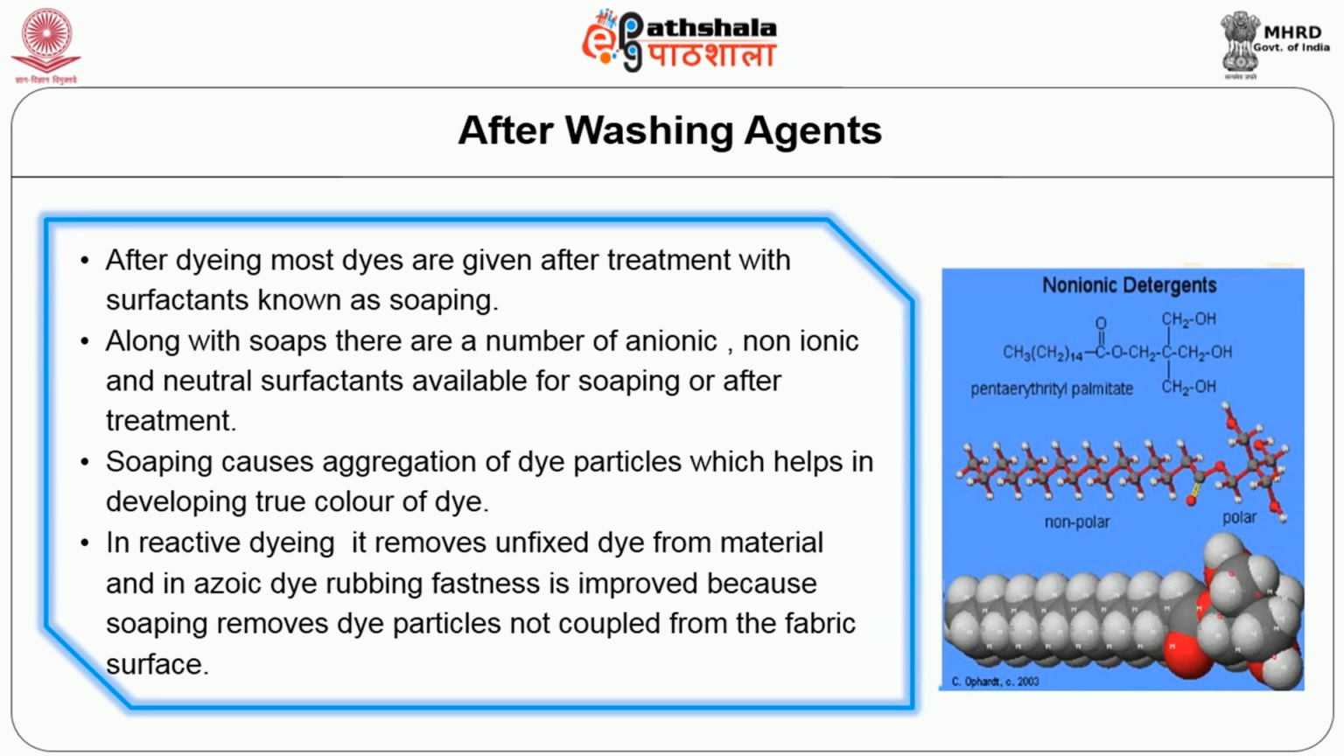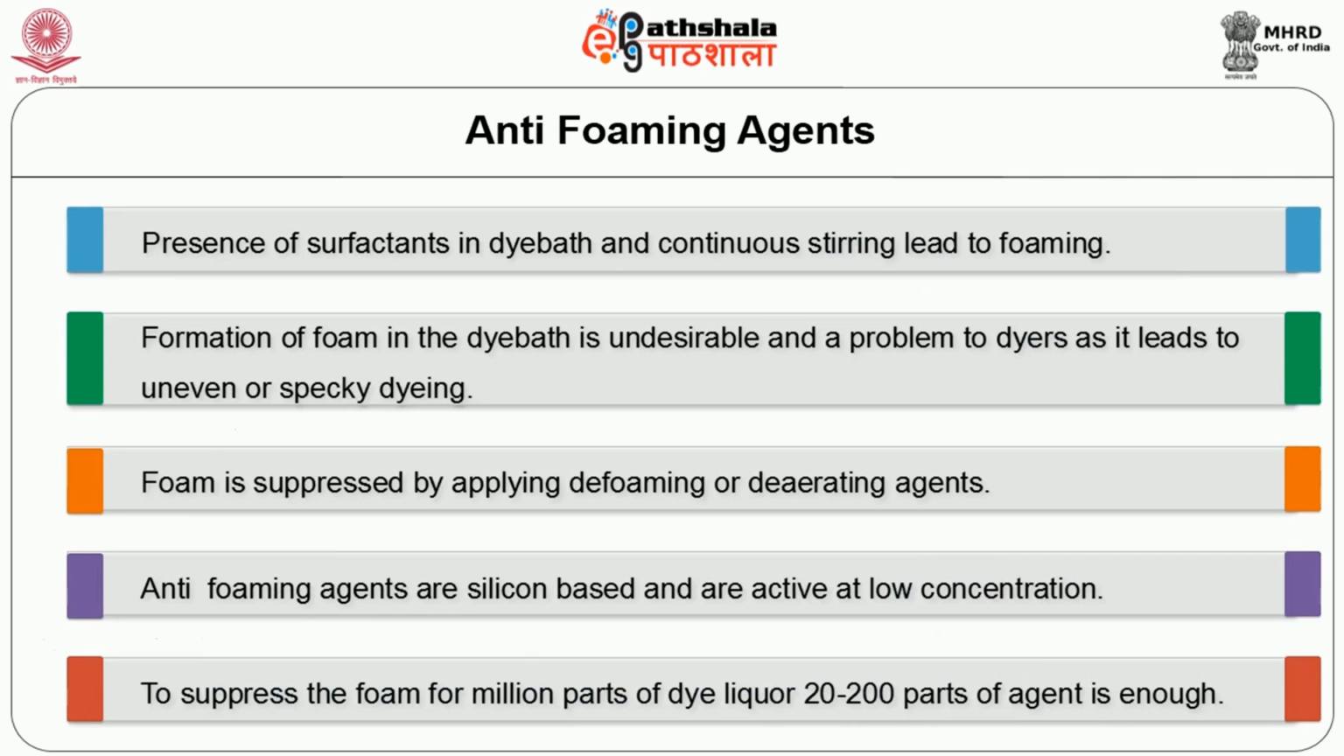Along with soaps, there are a number of anionic, non-ionic, and neutral surfactants available for soaping or after treatment. Soaping causes aggregation of dye particles, which helps in developing true color of dye. In reactive dyeing, it removes unfixed dye from material, and in azoic dye, rubbing fastness is improved because soaping removes dye particles not coupled from the fabric surface.